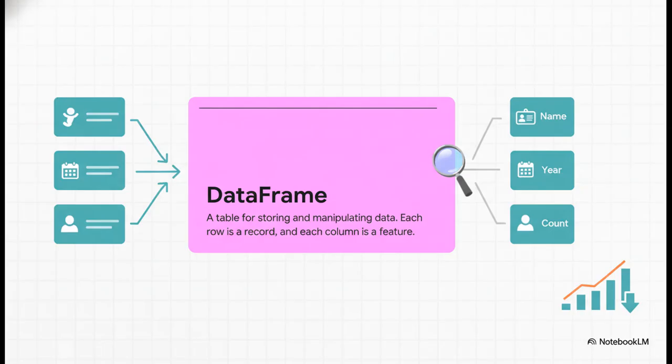All right, the centerpiece of our whole investigation is going to be the pandas data frame. The simplest way to picture a data frame is just as a really smart, powerful table. Think of it like a spreadsheet, but on steroids. Each row is a unique record. So in our data set, a single record represents a specific name in a specific year. And each column is a feature, a distinct piece of information about that record, like the name, the year, and the number of babies who were given that name.